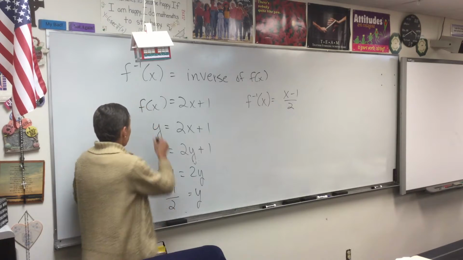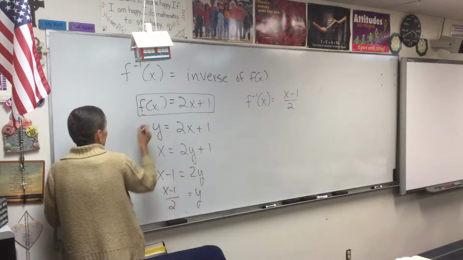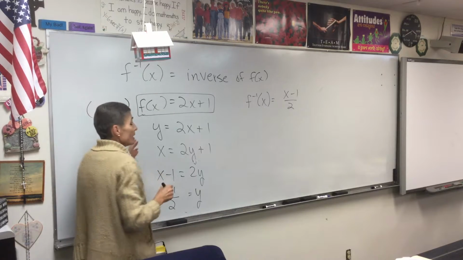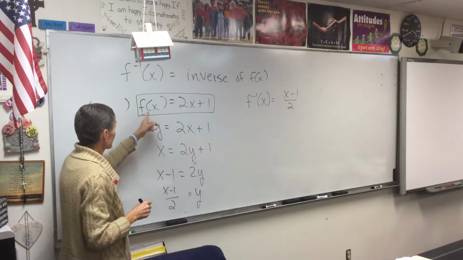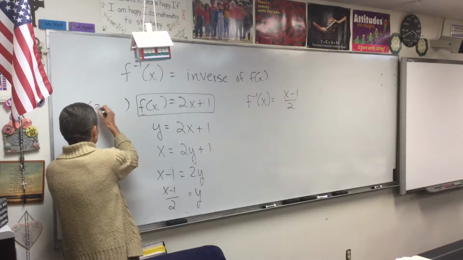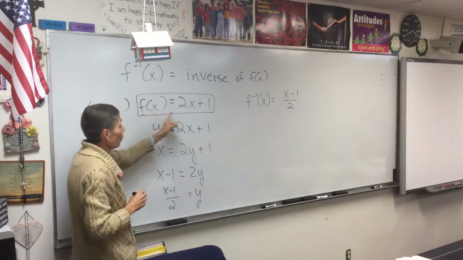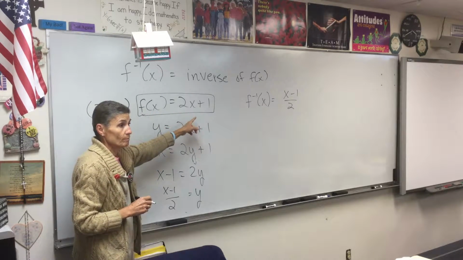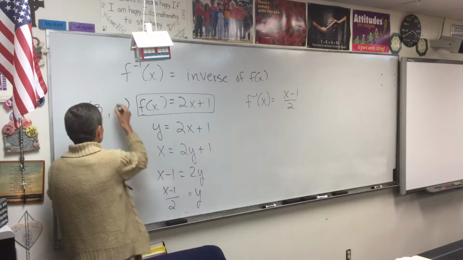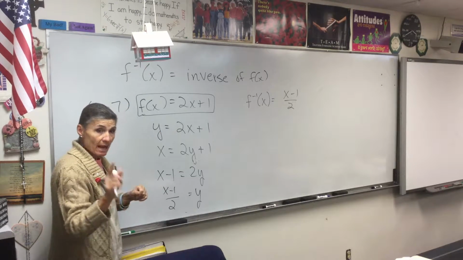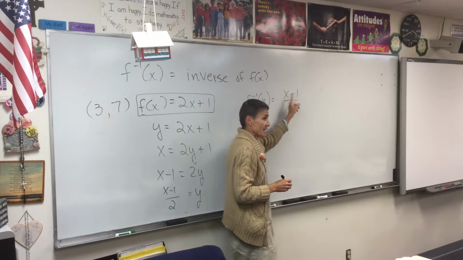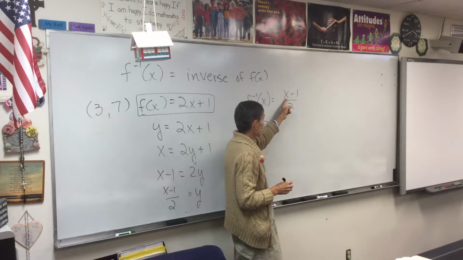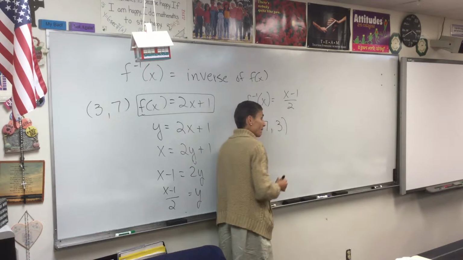All right, let's go back. Here's the original problem. Suppose I said to you, let x be 3. If you put 3 in for x, what would you get out of here? What would that equal? 7. Okay, now I want you to come over here and put 7 into the inverse. What happens when I put 7 into my inverse? 3. Oh my goodness, look what happens.